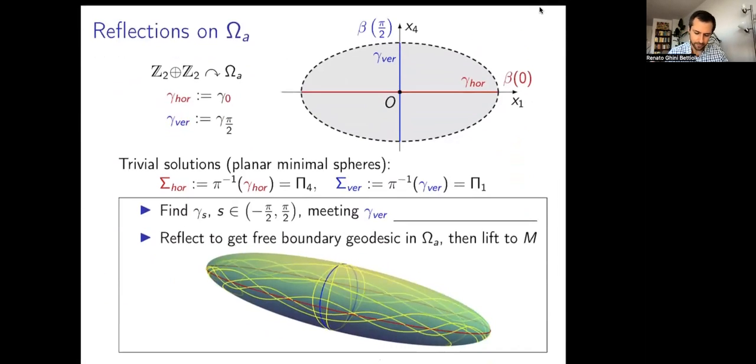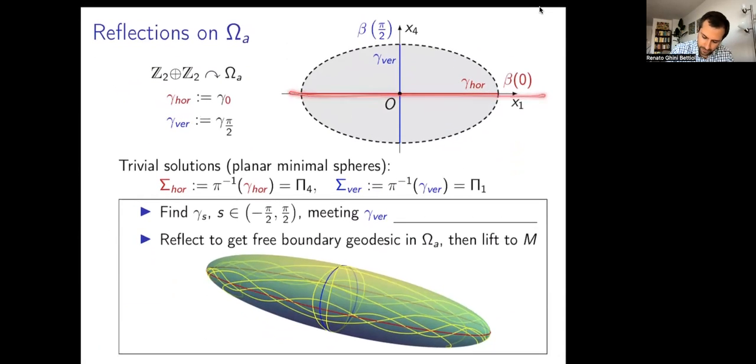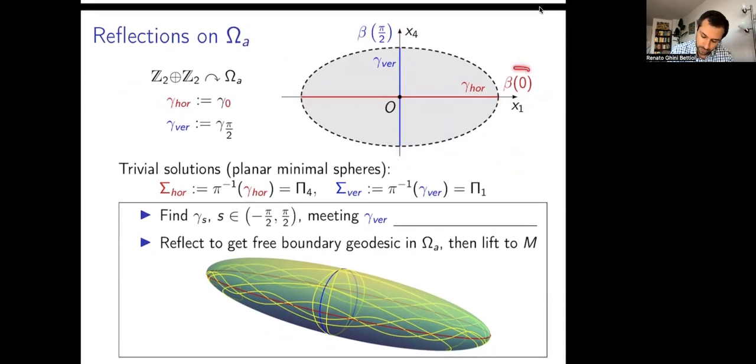Now let's go back to finding free boundary geodesics. I know I can start from the boundary. I want to close up something that is, for example, like that, which is 90 degrees on both sides. In order to do this, I use some extra information. I have some reflections that I have left, namely reflections about the x1 axis and x4 axis, which give me, in particular, some geodesics: the horizontal geodesic, which is the geodesic gamma of 0, the one starting at beta 0, and the geodesic gamma vertical starting at beta of pi over 2. So that's gamma pi over 2.